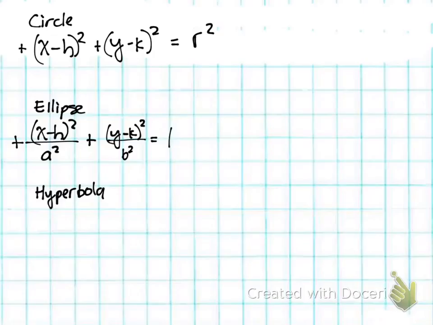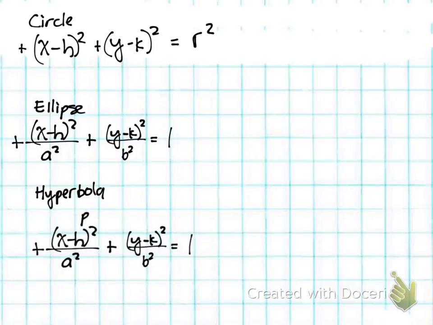How do we know it's a hyperbola? I'm going to copy the equation for the ellipse. The only difference here is that one of these will be minus. It's going to be plus minus or minus plus. Okay, does that make sense? So it's going to be positive x squared, negative y squared, or negative x squared, positive y squared. Does that make sense?